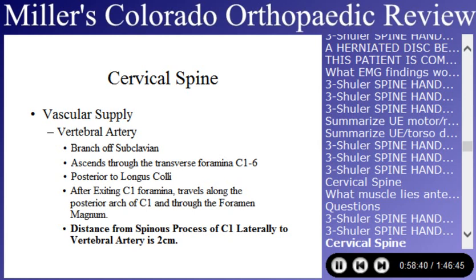We'll go over that. Vascular spine, cervical spine, vertebral arteries branch off subclavian. They send through the transverse foramina C1 to C6. Please note, absence of C7. Posterior to longus colli muscle. After exiting, you've got to know how it exits the foramina at C1. It's traveling superior. It goes on the top portion of C1, goes posterior, then goes up through the membrane to the foramen magnum. And I'll show you a diagram what that looks like.